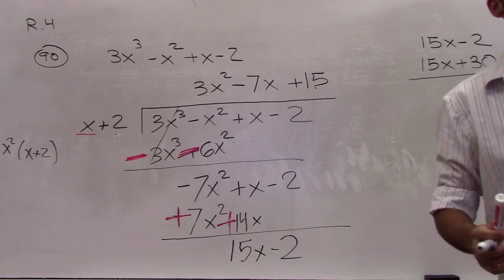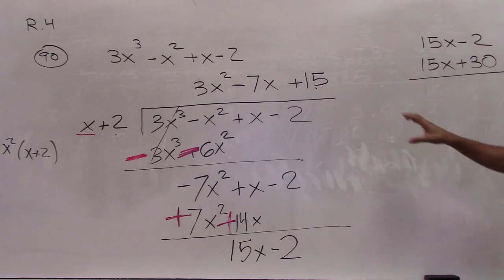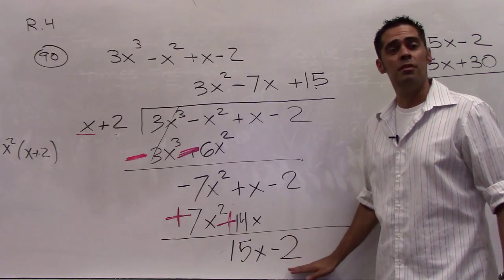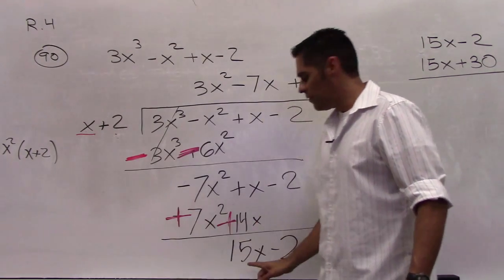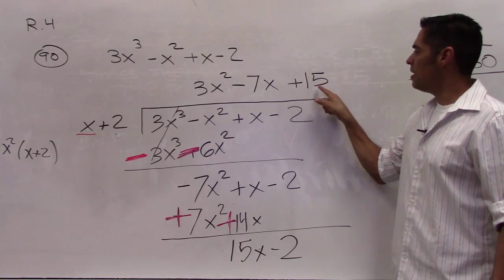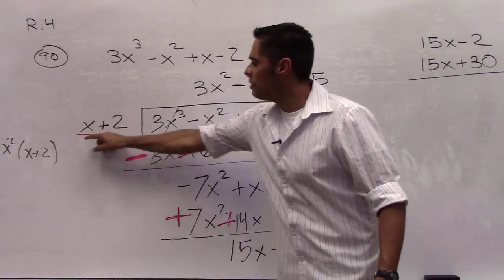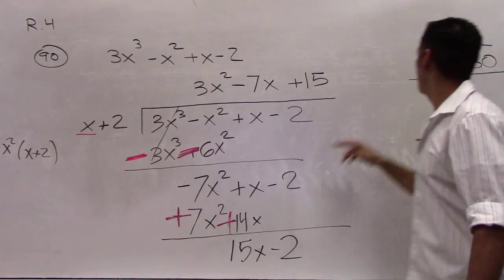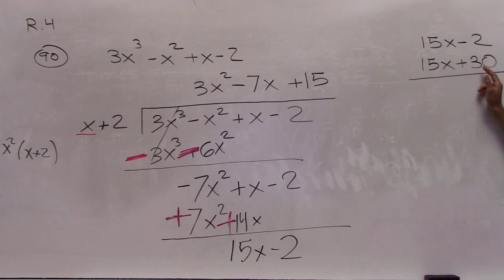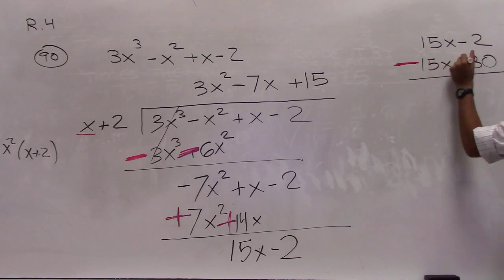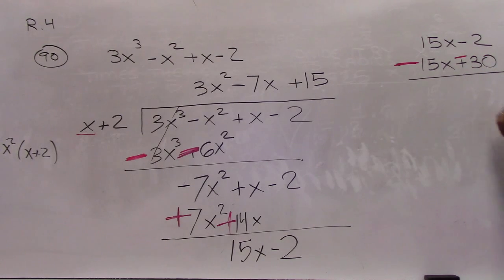No, it's okay. Okay, so I figured that from this point, I had 15x minus 2. I have to turn x into 15x, so I multiply by 15. That 15 now hits the x, becomes 15x. 15 hits the 2, becomes 30. And then I'm going to change my signs. This is going to become a minus, and then add down, and I get negative 32.